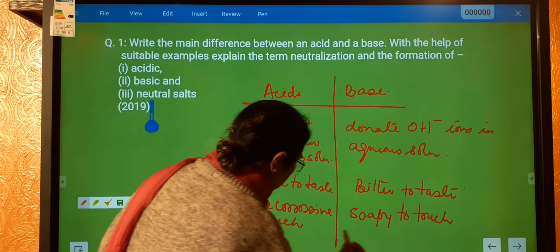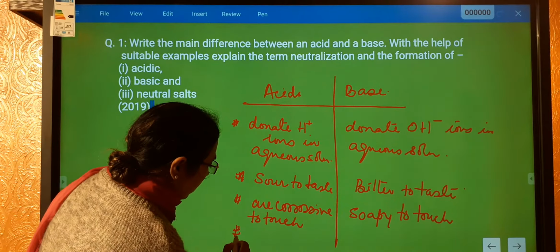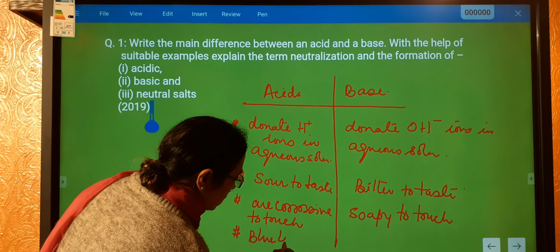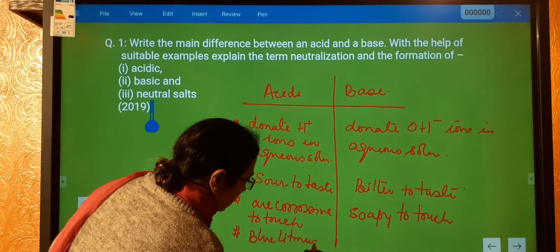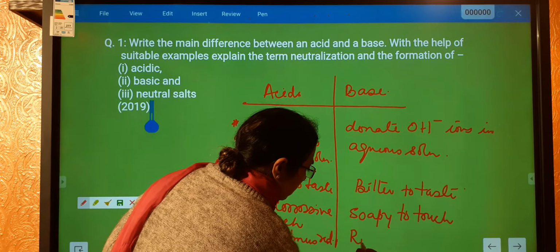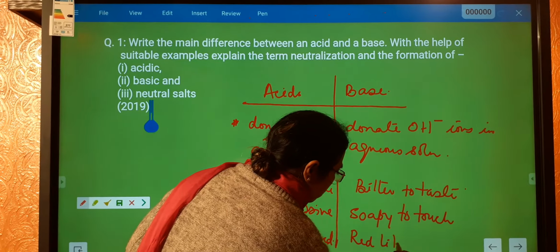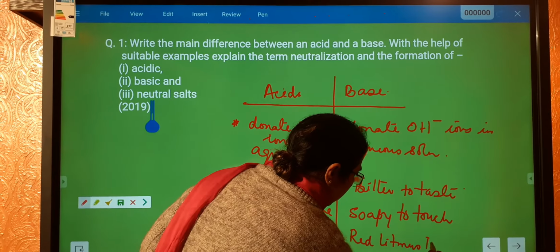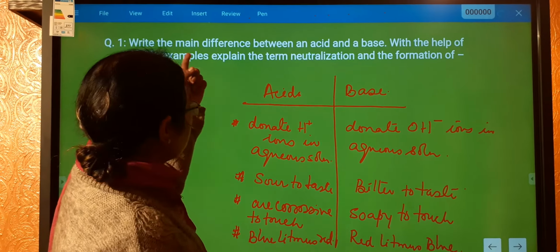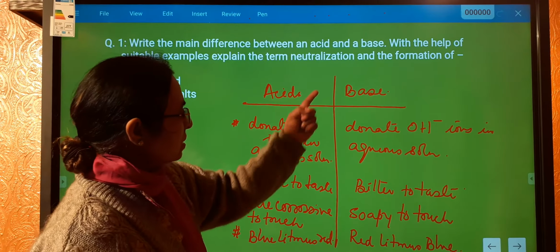Then another point we can write: acids will turn blue litmus red and bases will turn red litmus blue. Now the first part of this question is over, that is, write the main differences between acids and bases.